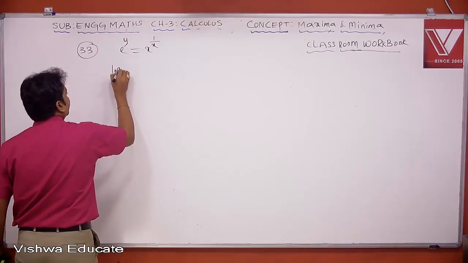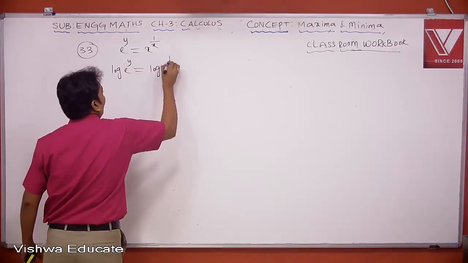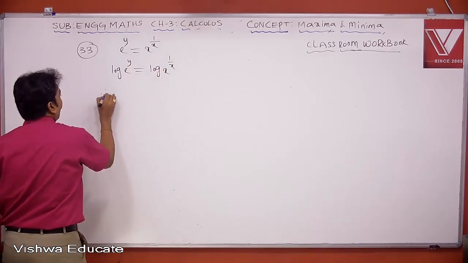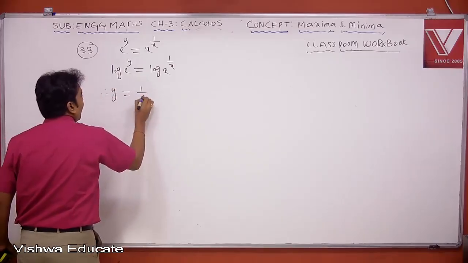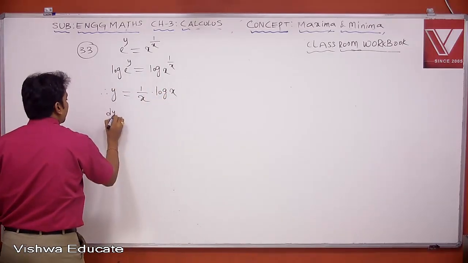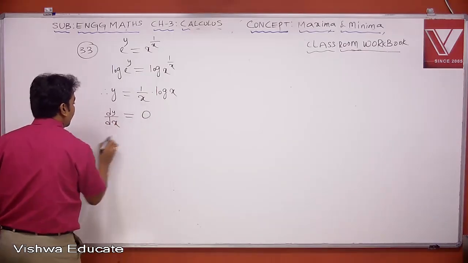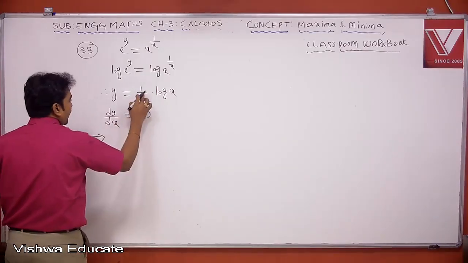Apply log on both sides. Log e power y equal to log of x power 1 by x. Therefore, y equal to 1 by x into log x. Now to get the stationary point, evaluate dy by dx and make it equal to 0.